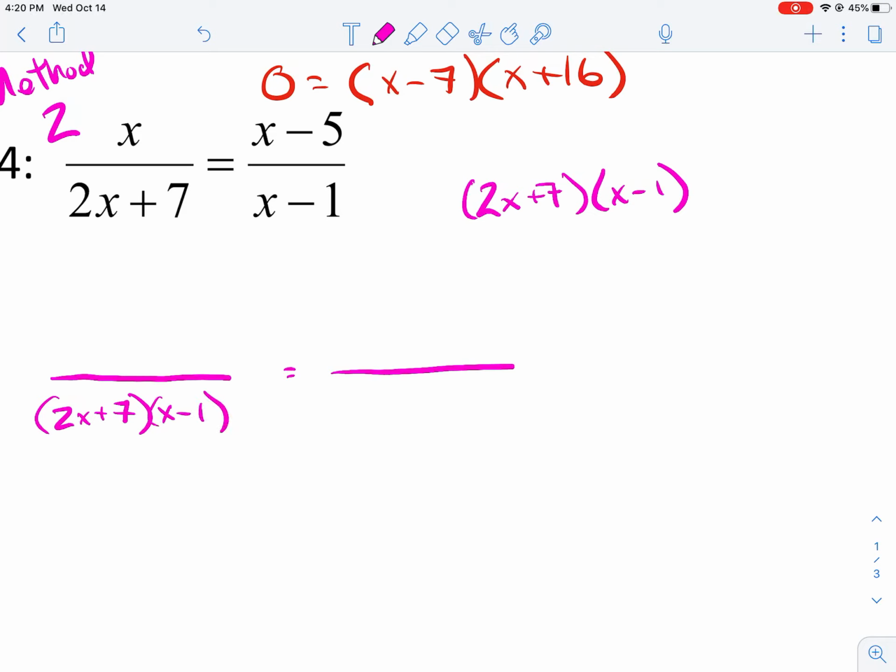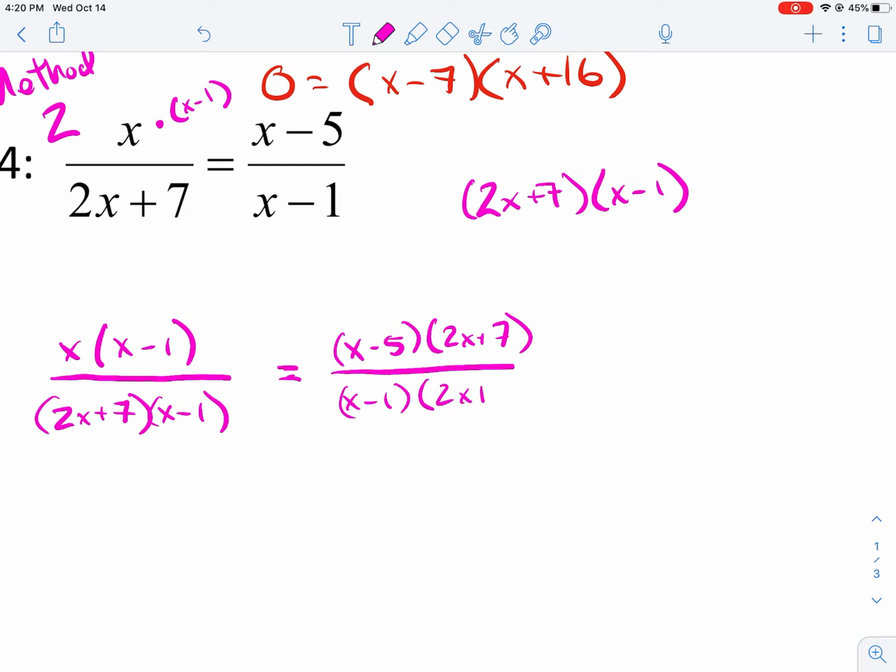And in this case, I had to multiply this side by x minus 1. Okay, so we get x times x minus 1. And over on the other side of the equal sign, you get x minus 5 times 2x plus 7. Okay, and we add x minus 1, 2x plus 7. Okay, and so now we have the same denominator on either side.